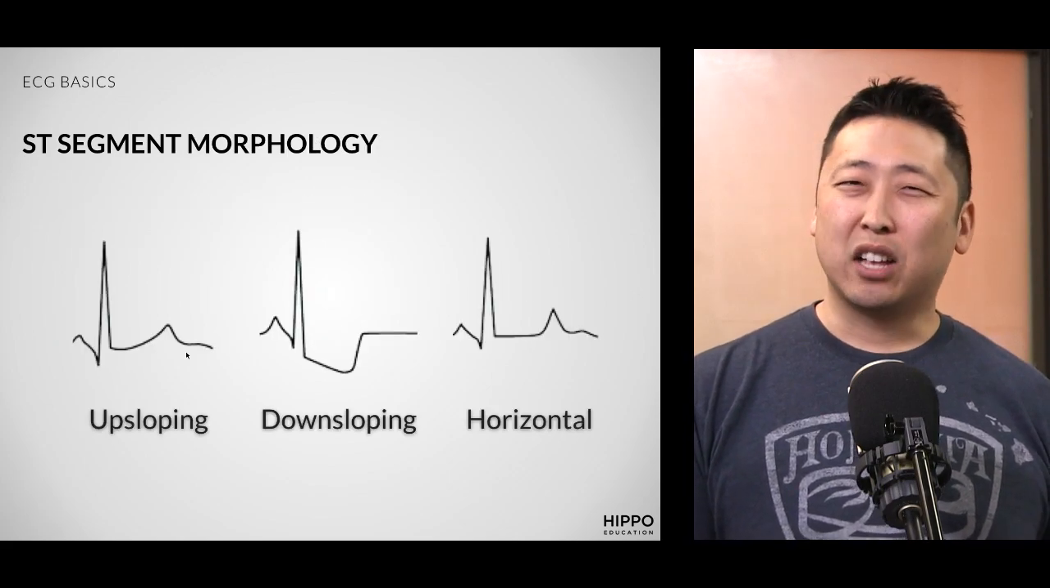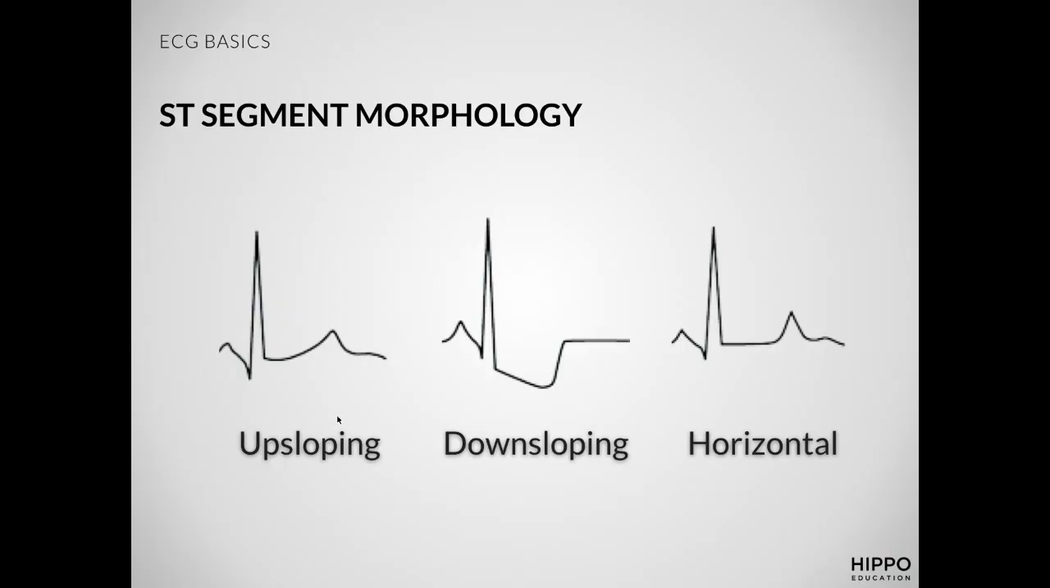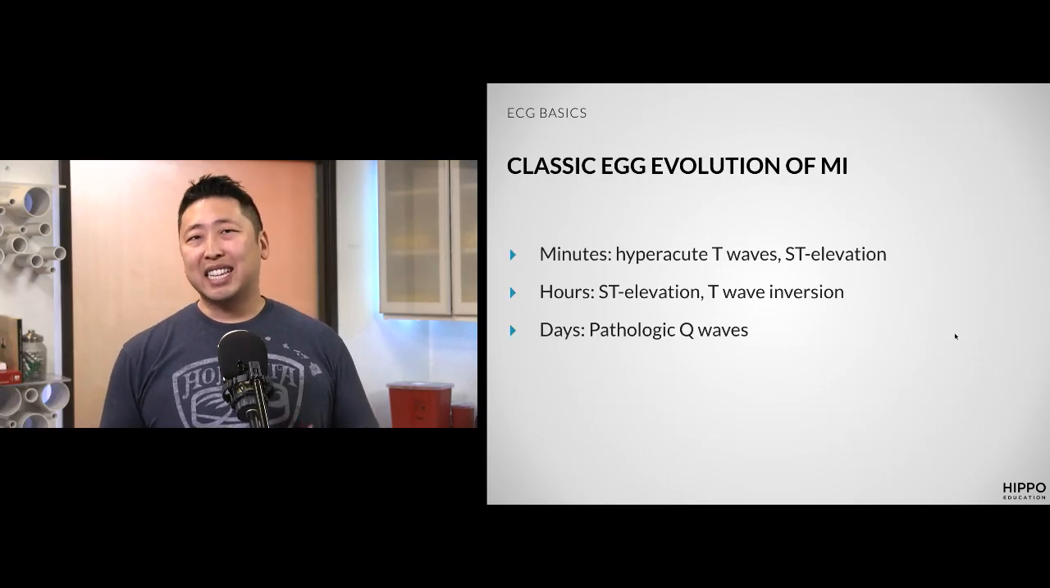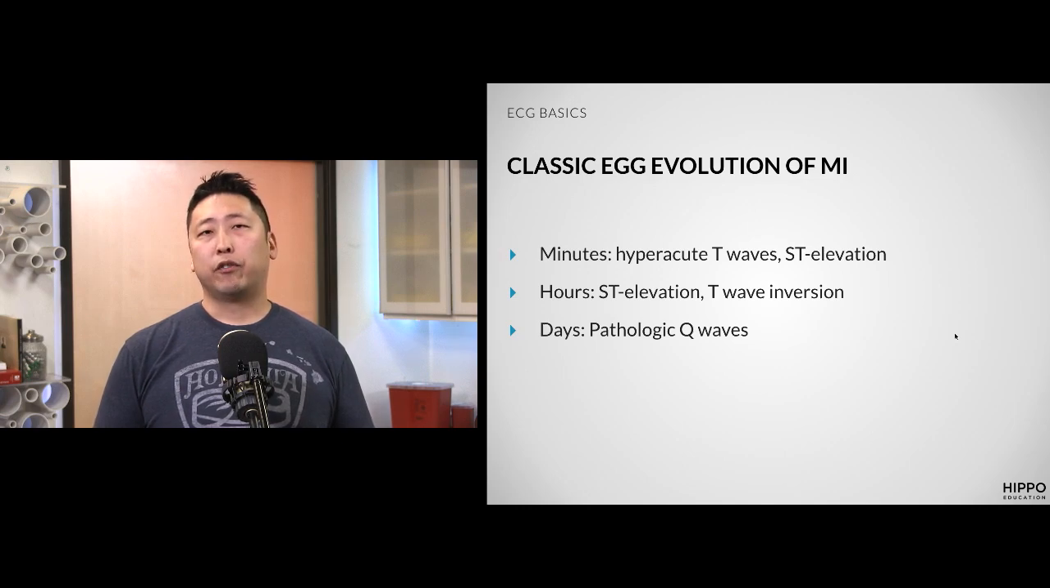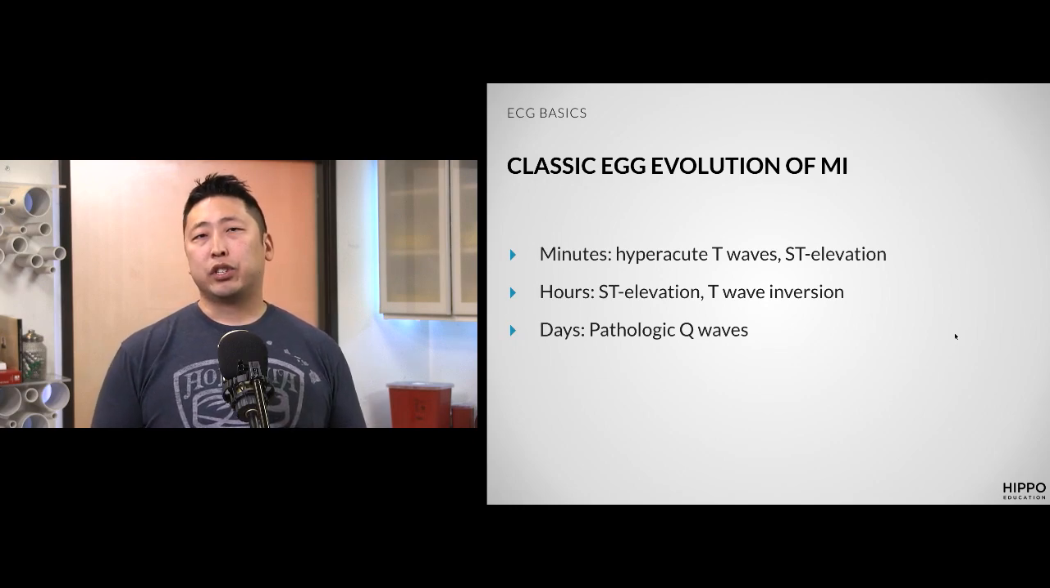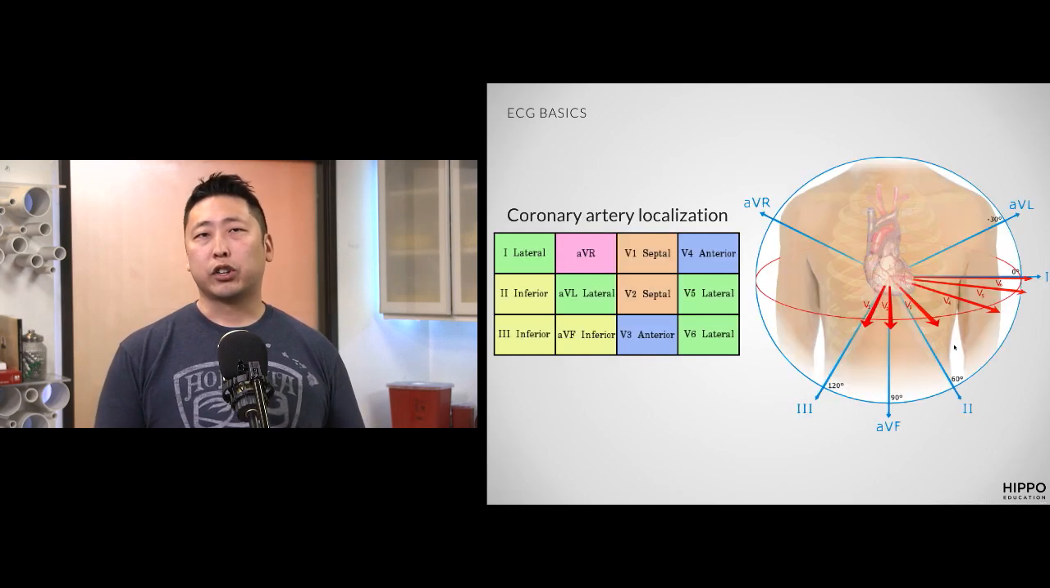Now, when you talk about downsloping or horizontal, what does that mean? It's about the morphology of the ST segment. You see how this is upsloping ST segment versus this is downsloping ST segment, whereas this is a horizontal ST segment. So, in general, the classic ECG evolution of a myocardial infarction within the first few minutes, that's where you see the hyperacute T waves and ST elevation. And minutes to hours is where you see the ST elevation and the T wave inversions. And then days is going to be where you see the pathologic Q waves with infarction.